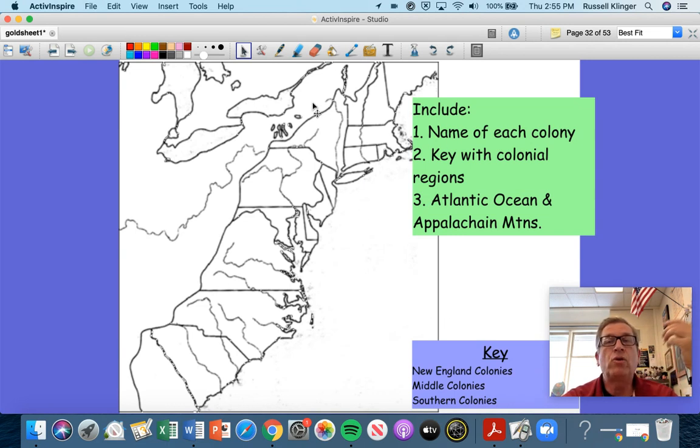So let's have a little discussion about the significance of these three parts, because it has an important impact later on when we discuss how the nation starts to grow and change, and how these geographical areas, New England, middle, and southern, influence a lot of things.